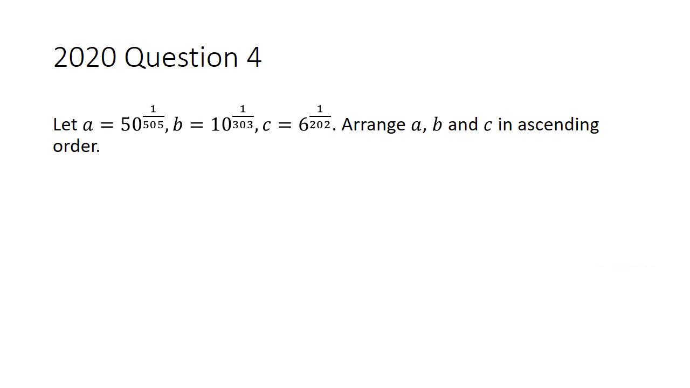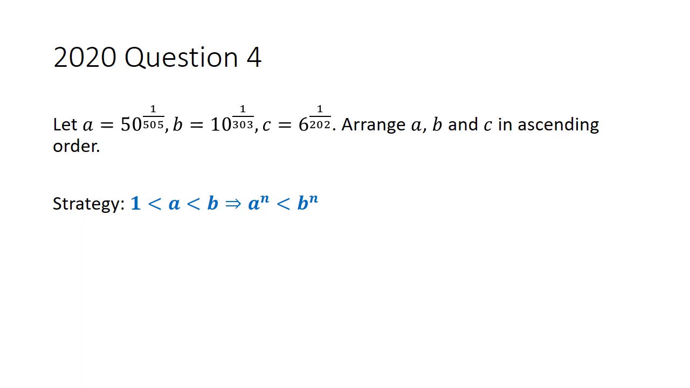So to tackle this question, we need a strategy for inequalities of indices. The idea behind this is that if I have two numbers A and B, both bigger than 1, and A is less than B, then if I raise both these numbers to the same power n, A to the power of n would still be less than B to the power of n.